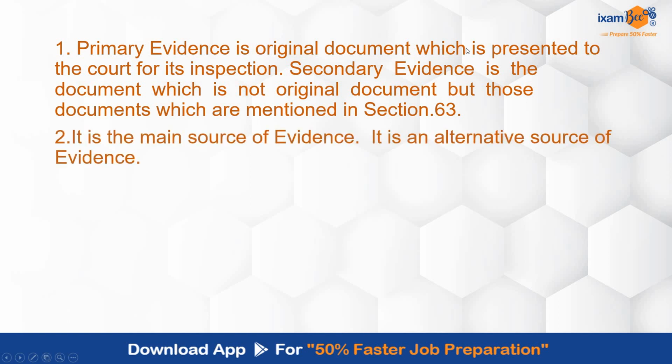Primary evidence is the original document which is presented to the court for inspection. Secondary evidence is the document which is not original but those documents which are mentioned in section 63. So now we are talking about the points of distinguishing between primary and secondary evidence. The distinguishing features: you can give this heading over here. I think I have missed that. You can add it: distinguishing features between primary evidence and secondary evidence.